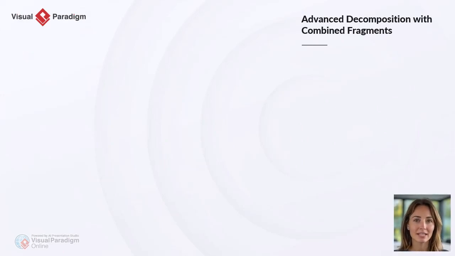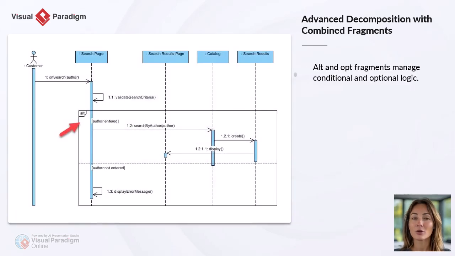Moving to intermediate concepts, combined fragments introduce control structures. They allow us to represent complex logic like conditional branches, loops, and parallel processes directly in our diagrams. An alternative fragment defines conditional if-else branches where only one operand executes. An optional fragment encapsulates optional behavior that executes only if a specific guard condition is true.